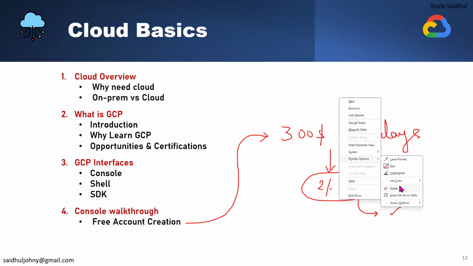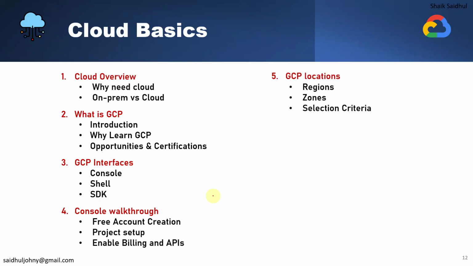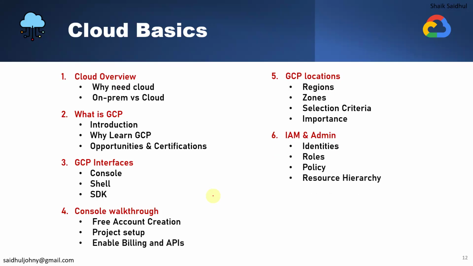Yes, and we are going to create the free tier account. Then project setup: what is a project, how to set up the project, enabling billing, and enabling the APIs. Then GCP locations, regions, zones, selection criteria, and importance. And what is IAM and admin? The security perspective: identities, roles, policies, and the resource hierarchy. So these are the cloud basics in great detail, guys.